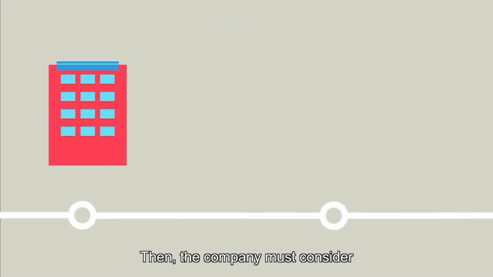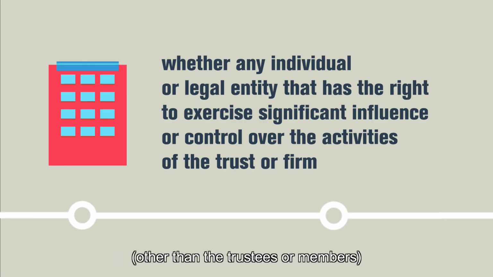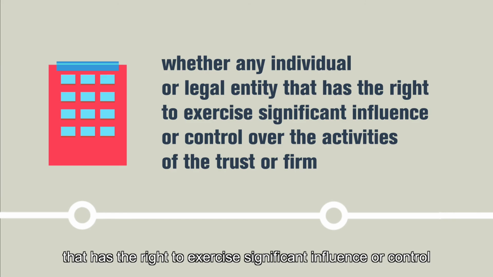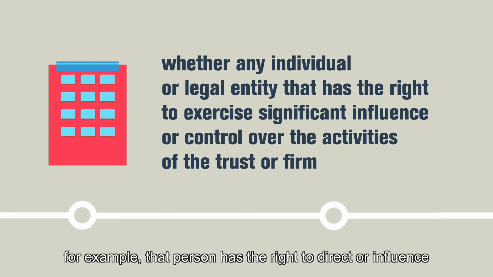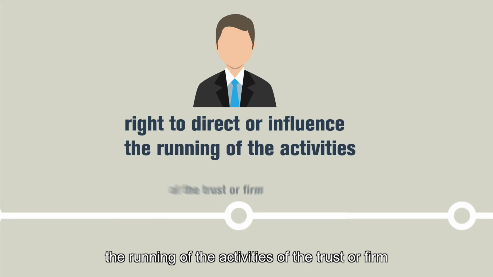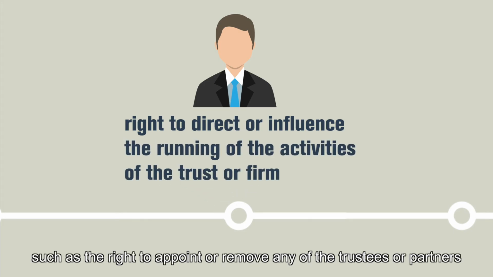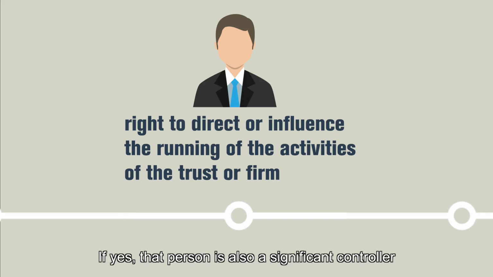Then, the company must consider whether there is any individual or legal entity, other than the trustees or members, that has the right to exercise significant influence or control over the activities of the trust or firm. For example, that person has the right to direct or influence the running of the activities of the trust or firm, such as the right to appoint or remove any of the trustees or partners, direct the distribution of funds or assets, etc. If yes, that person is also a significant controller.